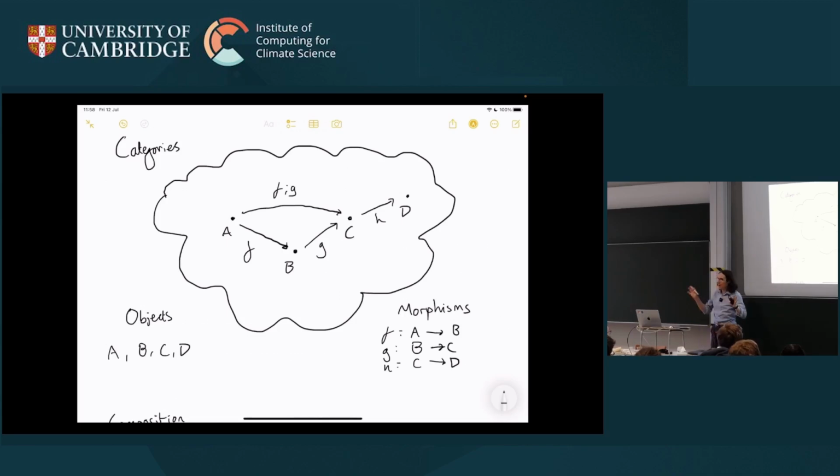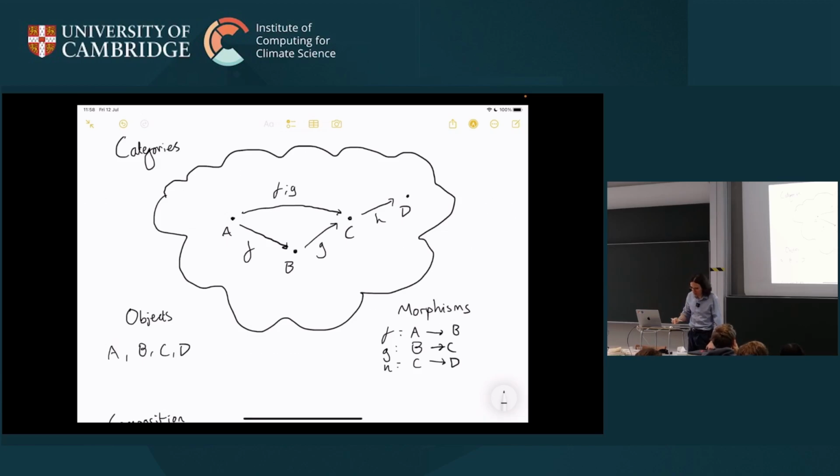So for every pair of morphisms which can compose, they have their composition. So for example, I can't compose F and H because B and C are different objects. They don't fit together. You can think of it a bit like types in a programming language. And in fact, that's going to be one of our major examples going forwards. So our category has a notion of composition.